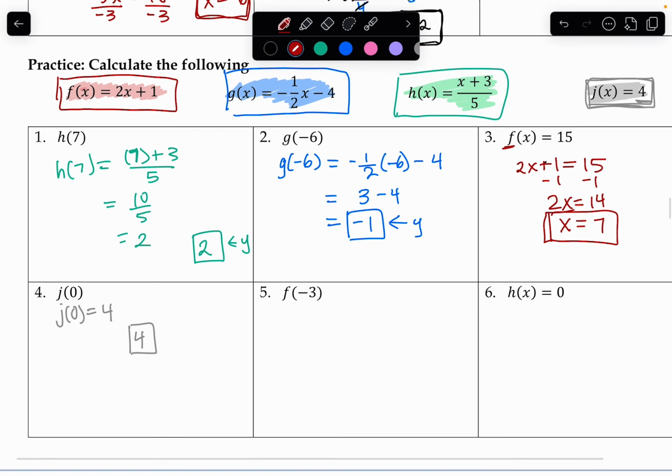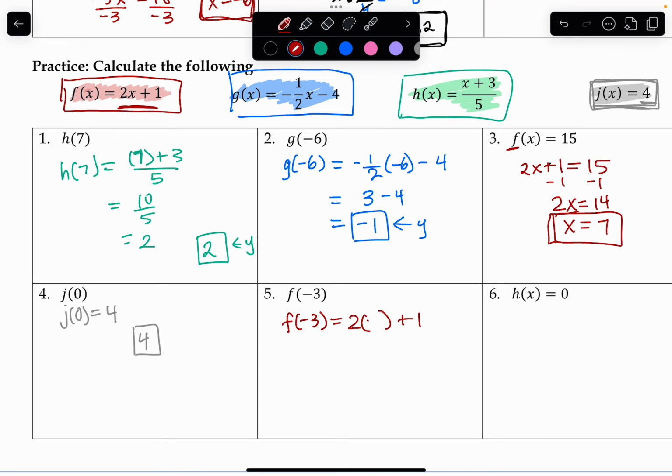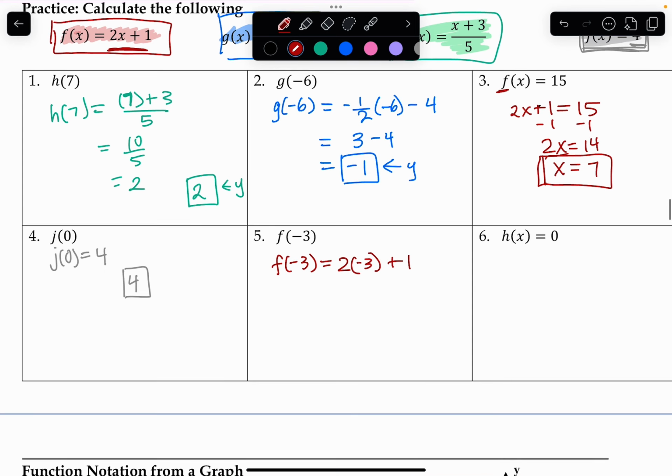Right, back to f. F of -3, that's going to be our x value. Our rule is 2x plus 1. And we're putting in -3 for the x, which gives us -6 plus 1, which gives us -5.